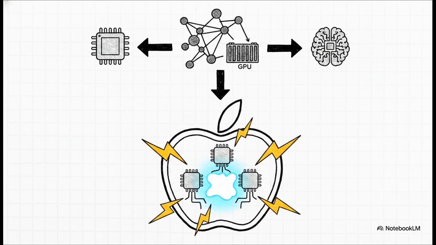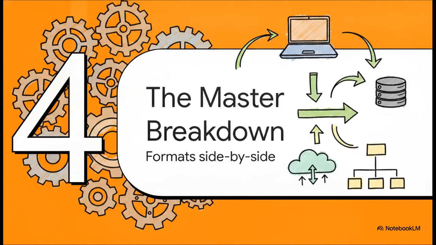This one is Apple's Silicon native. It takes full advantage of the unified memory architecture on M-series chips. Because the CPU, GPU, and neural engine all share the exact same memory pool, you get ultra-efficient, lightning-fast performance on Macs with zero costly memory copies. Which brings us to Section 4, the master breakdown.